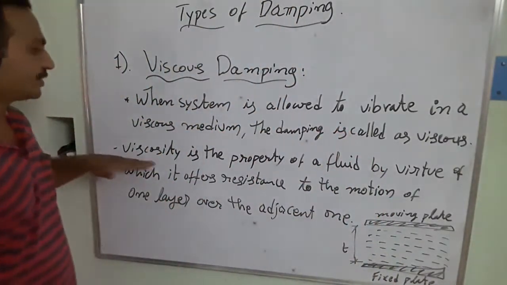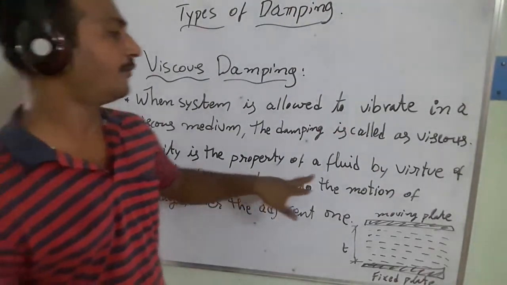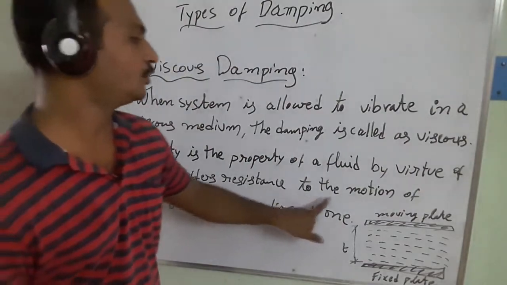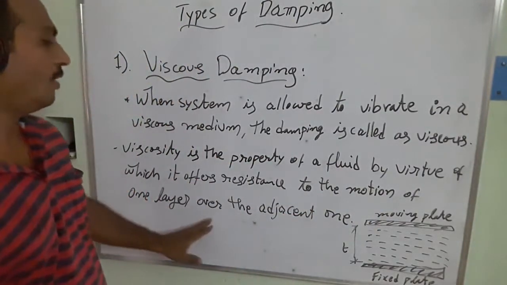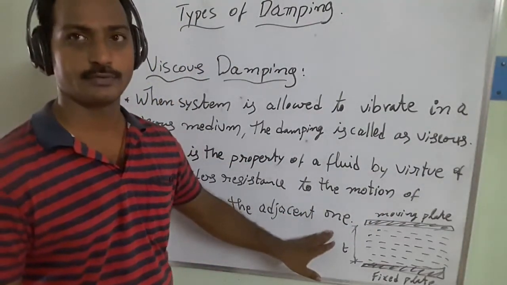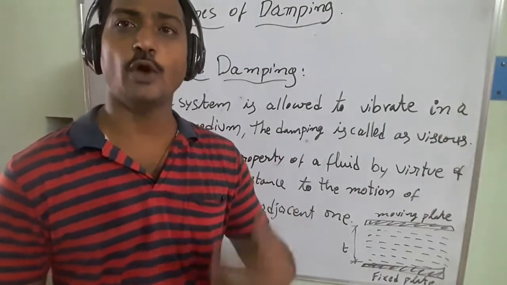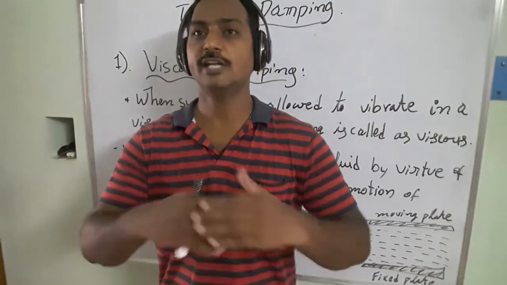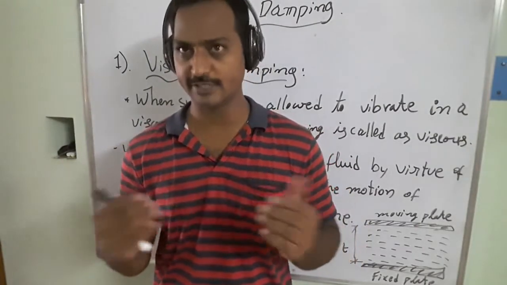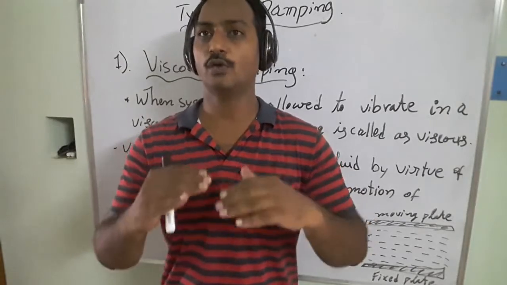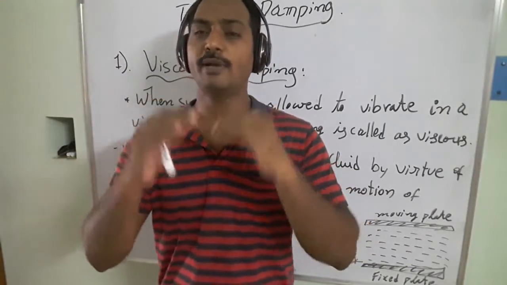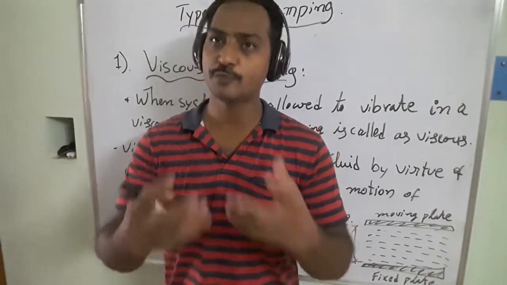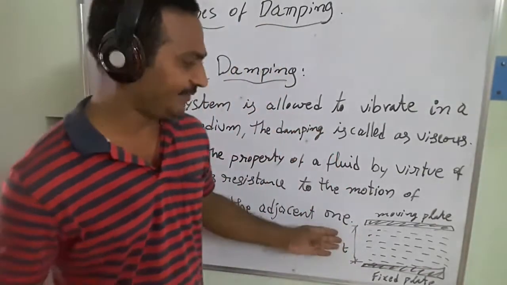Viscosity is the property of a fluid by virtue of which it offers resistance to the motion of one layer over the adjacent one, right? This is the way the energy is dissipated in each and every cycle of the motion. Because each layer has a different velocity, when the vibrating system acts on that fluid, the fluid starts displacing by absorbing that energy. I have given one example of that.